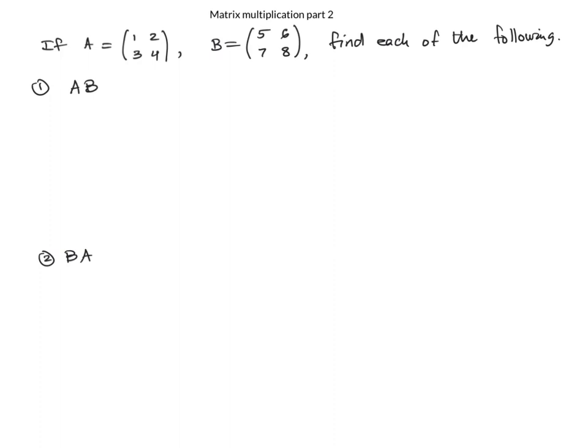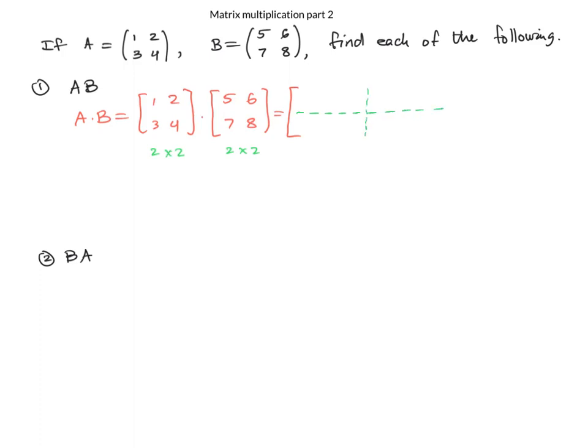So now let's start with A times B. Well, so A times B is the matrix 1, 2, 3, 4 times the matrix 5, 6, 7, 8. And what I'm going to do is create a new matrix. Now this was a 2 by 2, and this was a 2 by 2. So since the inner dimensions match, the outer dimensions become the dimensions of the new matrix. So it's also a 2 by 2. And I'm going to separate it out like this, giving myself enough space to do the computations into this 2 by 2.